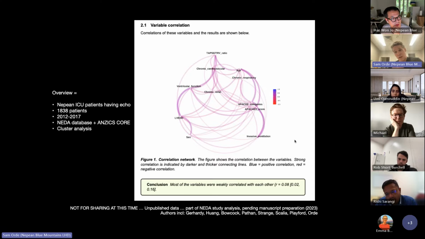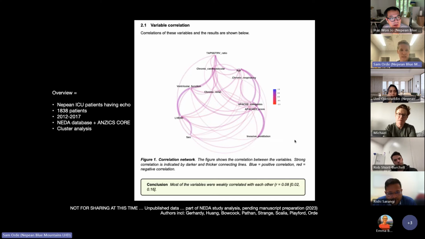What we've done is we submit our data to that database, but I asked for the data just from the stuff that we gave from our ICU. And so we've got input or echo data, which I think makes up the largest critical care echo database in the world. I think that's true. And we've got about 1,838 patients from a 5-year period, which is the retrospective time period of the NEDA database. There is a prospective one going on at the moment. And we linked some of that stuff with the ANZICS core database.